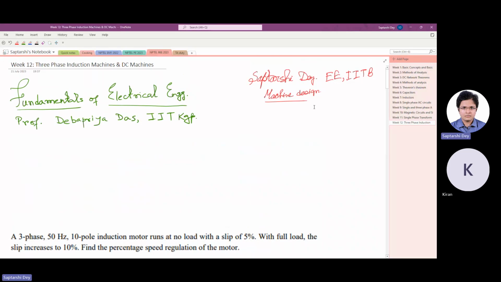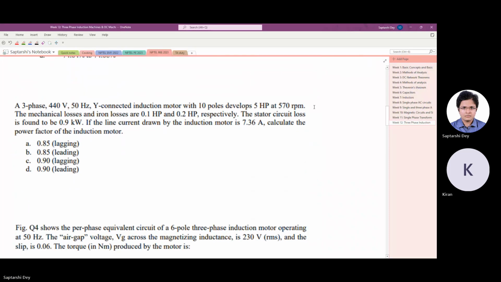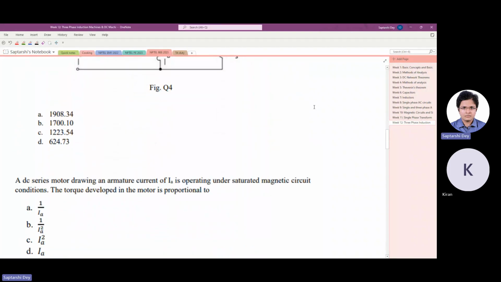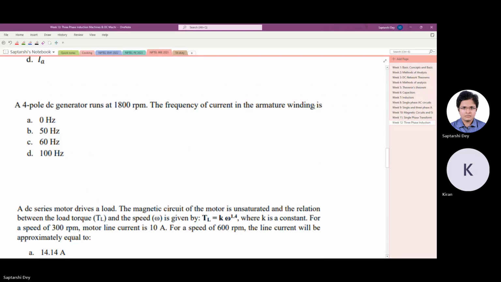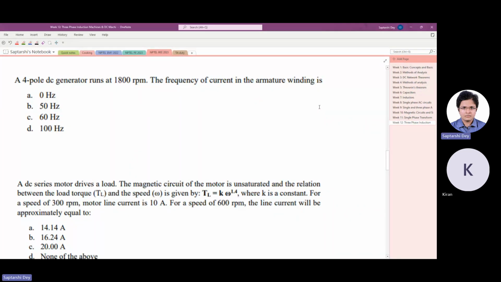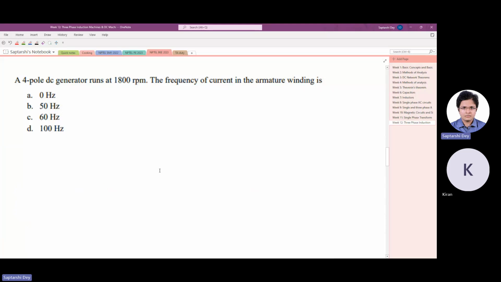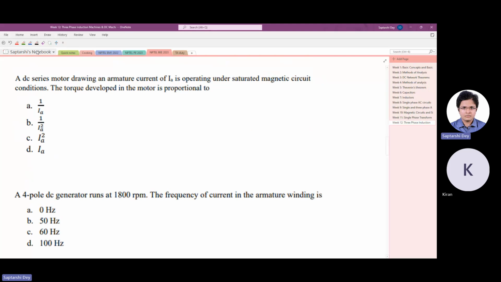Now I will start with questions on DC motors first, because they're a bit simpler. After that we will go for the problems of induction motor. No, this is not the first question.